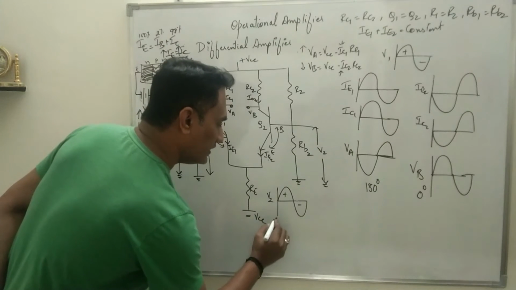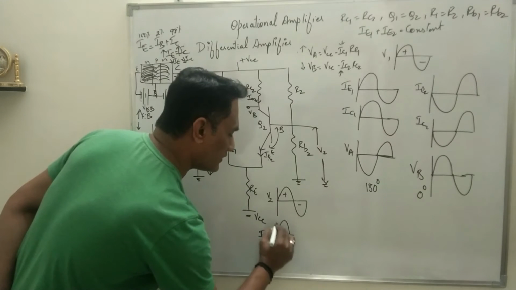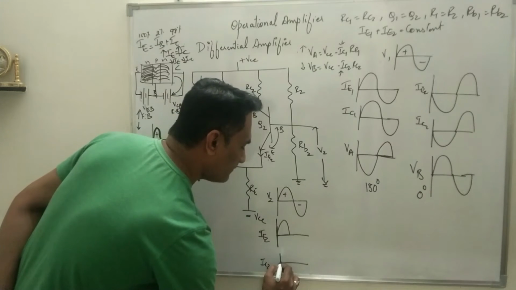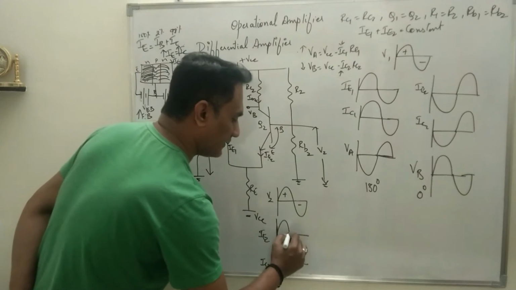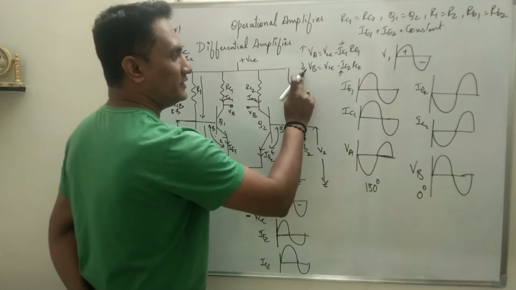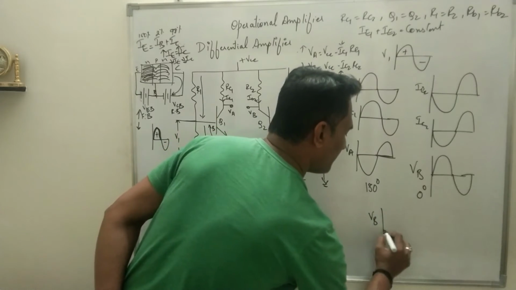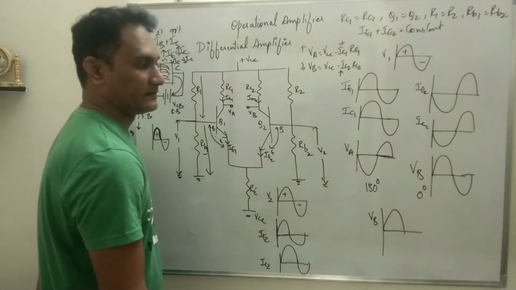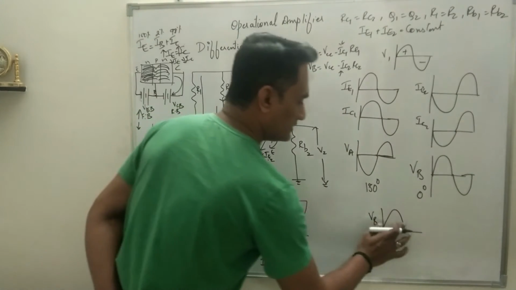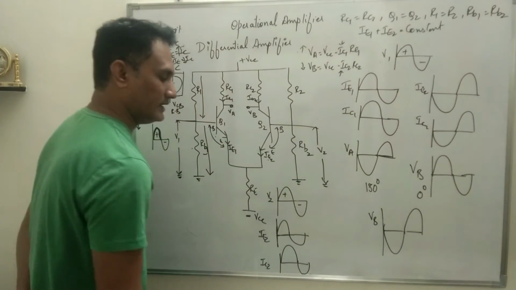So when input is applied at V2, what you can see is, during the positive half cycle, IE2 increases, therefore IC2 will increase. During the negative half cycle, IE2 will decrease, IC2 will decrease. And if IC2 decreases, what happens to VB? VB will increase. So if IC2 increases, VB decreases, and during the negative half cycle, VB increases.